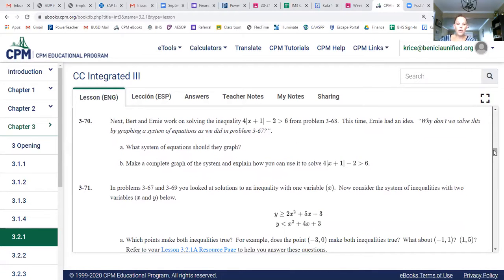All right, and problem 70. Next, Bert and Ernie work on solving this inequality that we did on problem 68: 4 times the absolute value of x plus 1 minus 2 is greater than 6. But Ernie has the idea of graphing this instead. So let me just write it down again. It says, what system of equations should they graph?